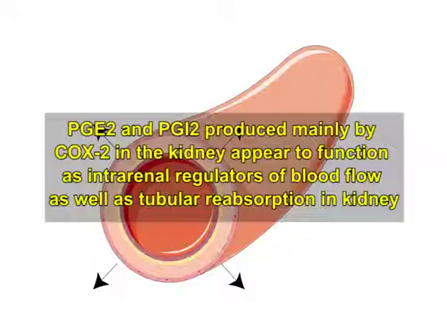PGE2 has been shown to have a furosemide-like inhibitory effect on chloride reabsorption as well. They cause renal vasodilation and inhibit tubular reabsorption. PGE2 and PGI2, produced mainly by COX-2 in the kidney, appear to function as internal regulators of blood flow as well as tubular reabsorption in the kidney.